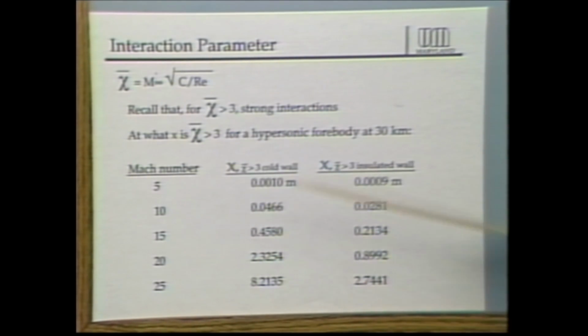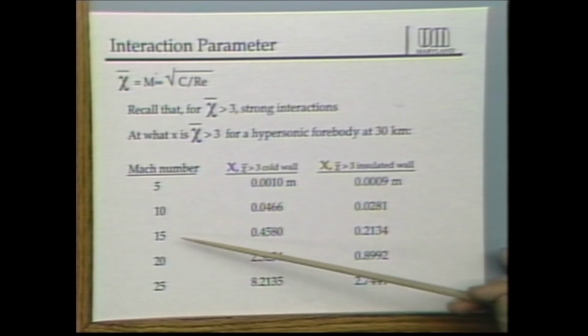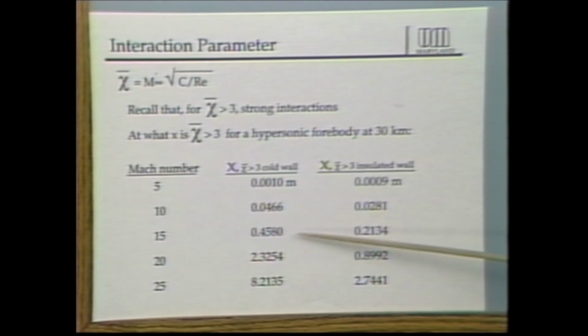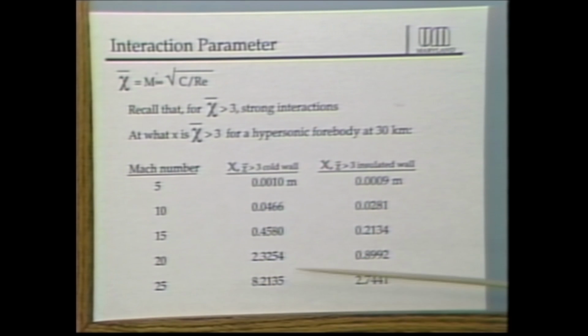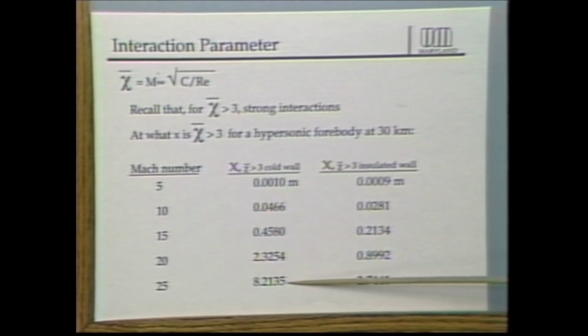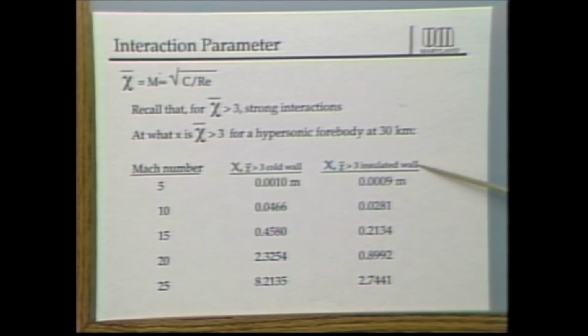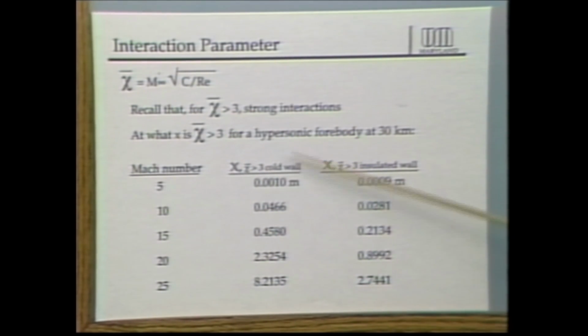Well, let's look what happens as the Mach number increases. By the time we get to Mach 15, the strong interaction regime on the cold wall is about half a meter. By the time we get to Mach 20, it's almost 2.5 meters. By the time we get to Mach 25, it's grown dramatically. Remember, it's scaling with the cube of the Mach number. So by Mach 25, 8 meters worth of our forebody is in the strong interaction regime. And if we've got an insulated wall, the numbers are somewhat less severe, but the same trend is evident. The first thing that this tells us is, for a hypersonic vehicle, we definitely have to worry about the effects of strong interactions that we saw yesterday.